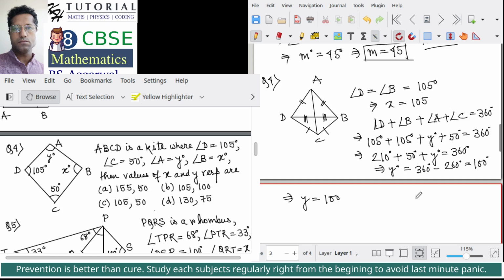So x can be 105 and y can be 100. So B can be a choice. And if we assume that angle A and angle C are the opposite pair of equal angles, then y will be 50 degrees. Let's see. So this was based on the assumption. So this implies that x is equal to 105 and y is equal to 100.